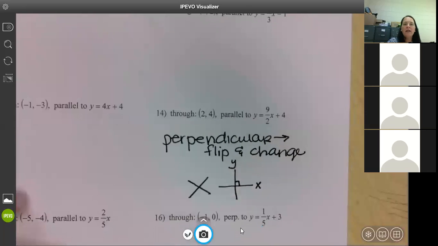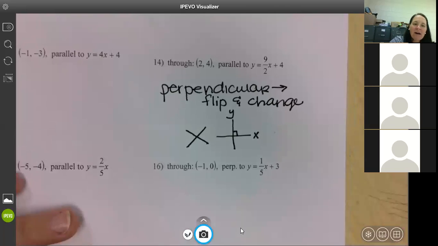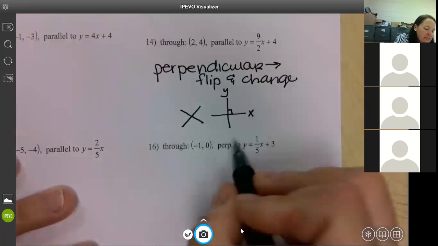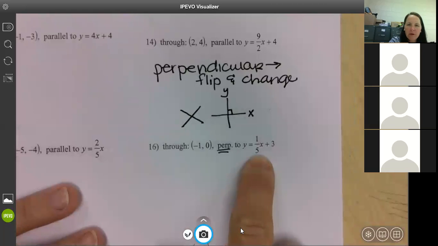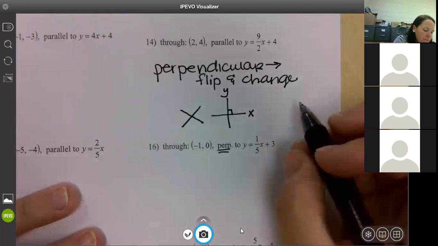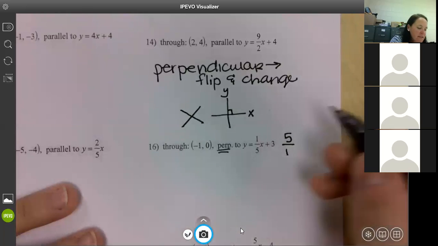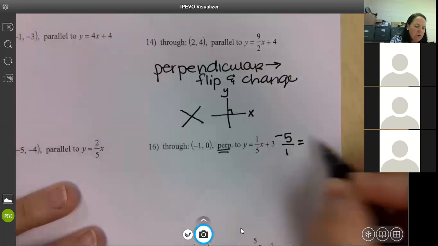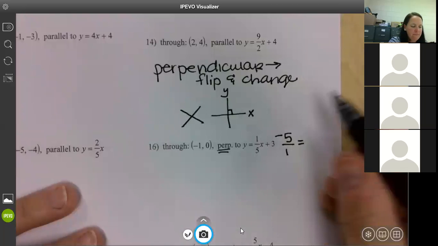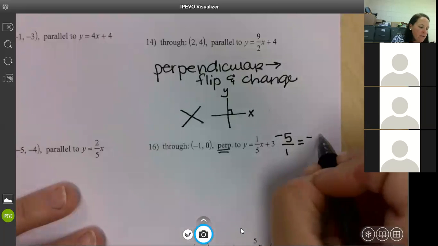So I'm gonna start with one that has a fraction and then we'll move to a different one. So right now on number 16, your slope is 1/5. It says perpendicular. So we're gonna flip it over. So what's it look like when I flip it over? 5/1. And then we're gonna change the sign. So this is positive, we're gonna make it negative. What is that actually, when I reduce it? -5. -5, thank you. Good job.